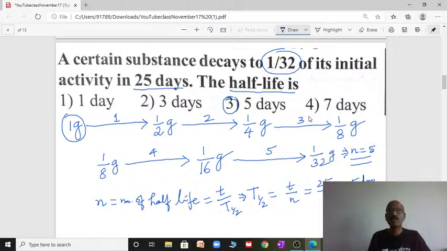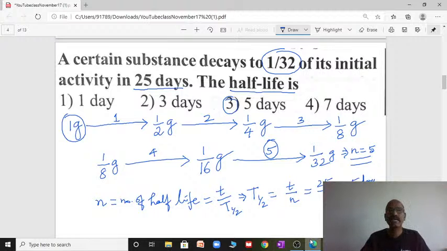A certain radioactive substance decays to 1 by 32 of its initial activity in 25 days. A time period, small t, is given. To find the half-life, we need to know the number of half-lives. That is why we initially took 1 gram of radioactive substance. First half-life it becomes 1 by 2, second half-life half of this, third half-life half of this, and so on until you get 1 by 32. The number of half-lives will be 5, so substitute.